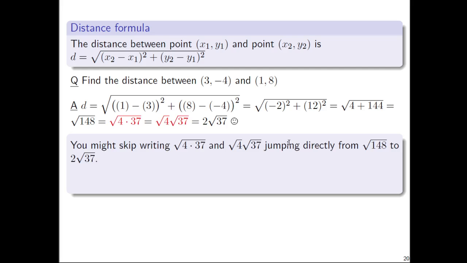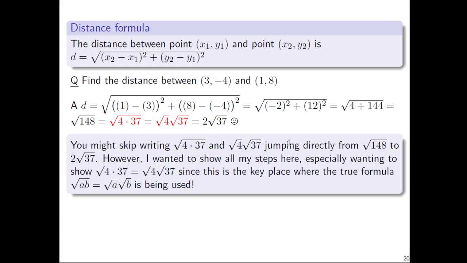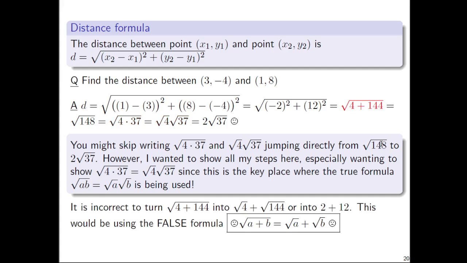You might skip writing root 4 times 37 and root 4 times root 37, jumping directly from root 148 to 2 root 37. But I just wanted to show all the steps here, especially the part that really uses the formula root AB equals root A times root B, because again, people sometimes try to do root of 4 plus 144 equals root 4 plus root 144, which does not work, right? It is incorrect to turn root of 4 plus 144 into root 4 plus root 144, or further into 2 plus 12. That would be using the false formula.